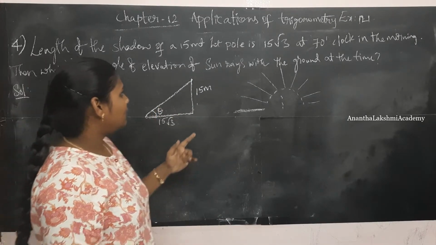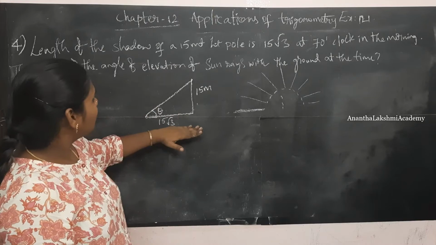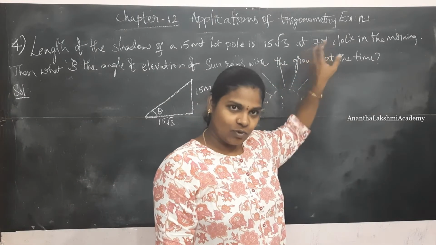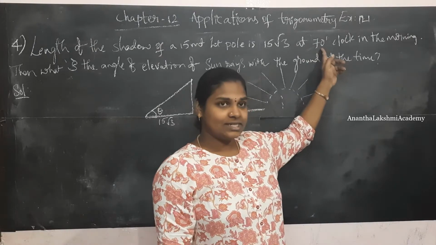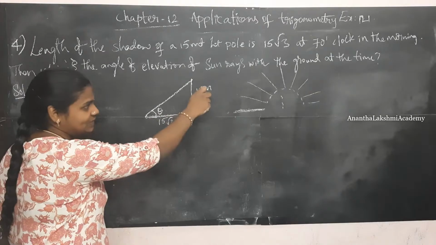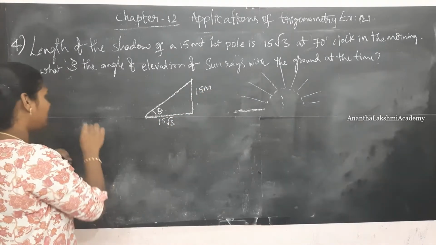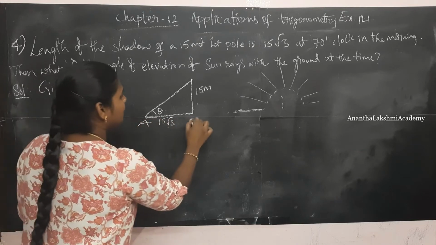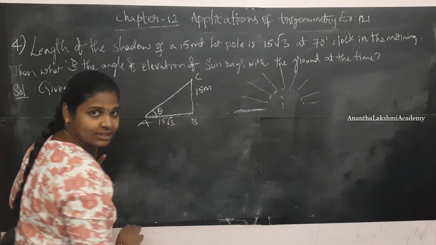Okay, so the length of the shadow is given, and the clue for which side the shadow falls is given as 7 o'clock. Alright, so here we know the opposite side and the adjacent side. Alright, solution, given A, B, C. We need to figure out theta.